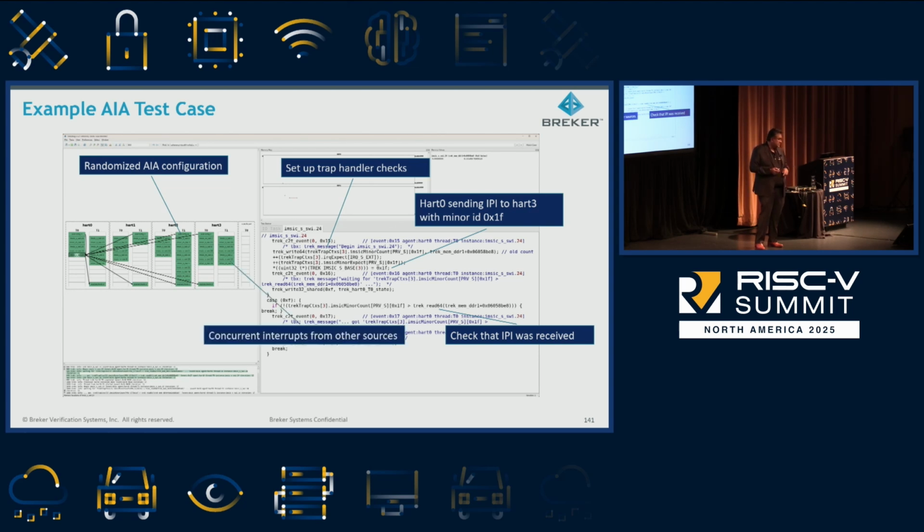We do a bunch of other checks. Meanwhile, we're doing a storm of interrupts from all the other agents. So imagine that there are 50 interrupts running in the system all at the same time. And then at the end of the test, we're checking for spurious interrupts.